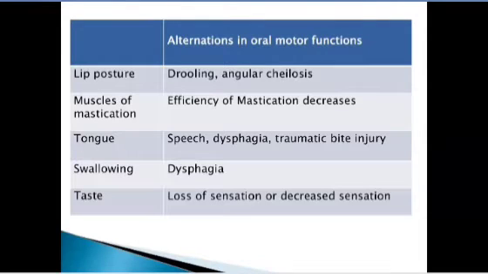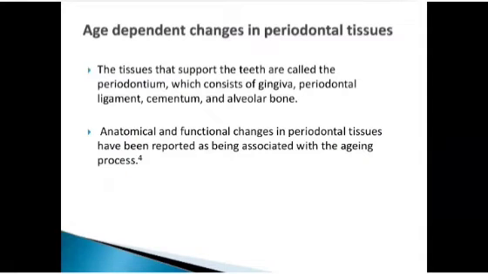Now, lip posture: there is drooling or angular cheilitis. Muscles of mastication: the efficacy of mastication decreases. Tongue: there is alteration in speech, dysphagia, traumatic bite injury. Swallowing: dysphagia, alteration of motor function. Taste: there is loss of taste or decreased sensation of taste.